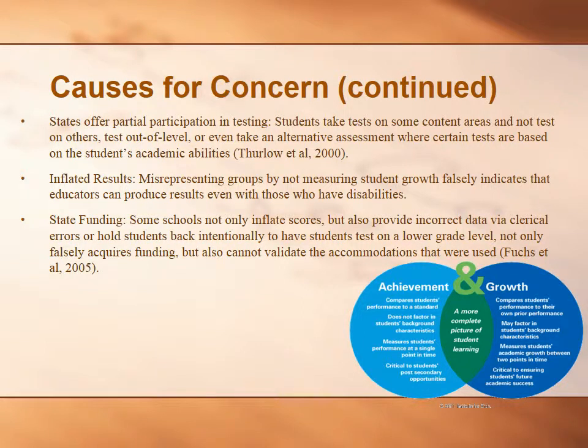Some states even offer partial participation in testing, where students would take tests on some content areas and not test on others. They can test out of level, where the student may take part of an assessment on a lower grade level than a student actually is, or even take an alternative assessment where the student would take certain tests based on the student's academic abilities. Results from these tests would inaccurately measure a student's academic growth, which would then lower reliability and affect test accountability.